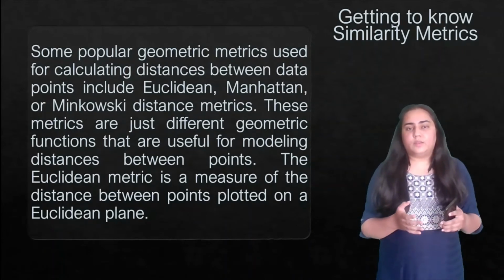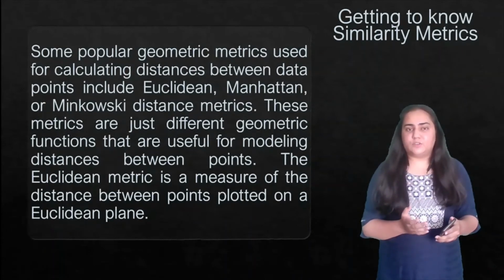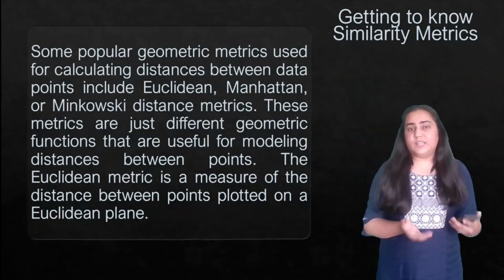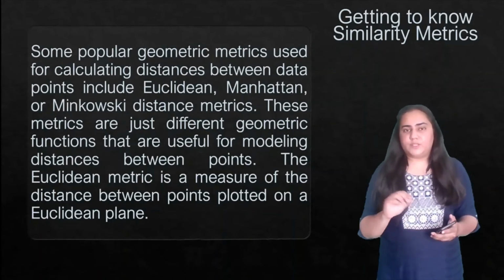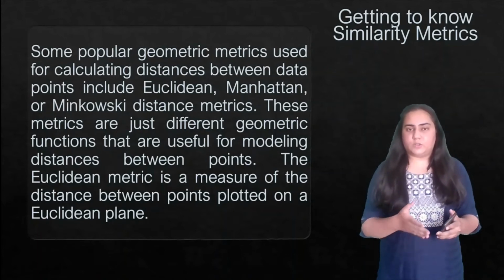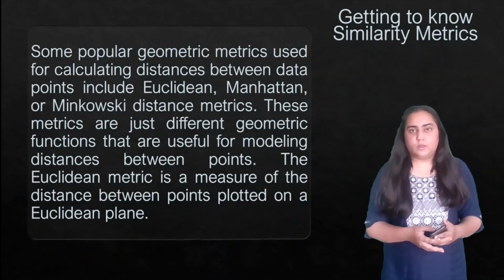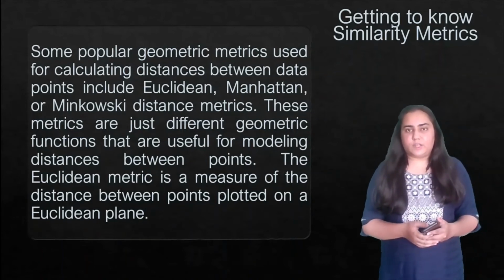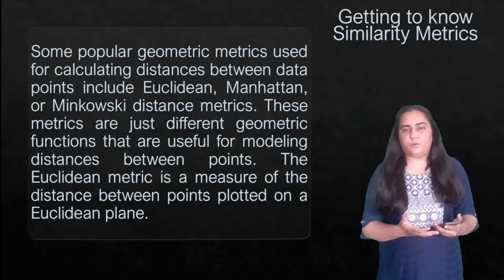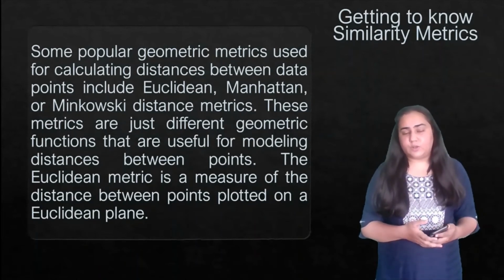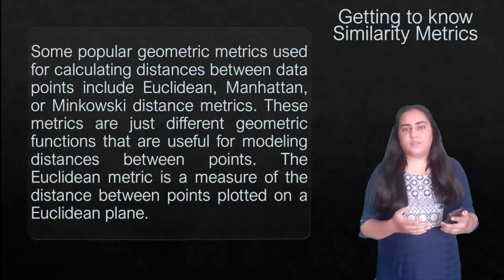Now, the Euclidean metric is a measure of the distance between points plotted on a Euclidean plane. So there is a plane called a Euclidean plane, and when points are plotted on that, then you just measure the distance by using the Euclidean metric. We are not going to get into the details of that for now because we usually have a program doing all these things for us, and we don't really need to understand how exactly that is happening behind the scenes.